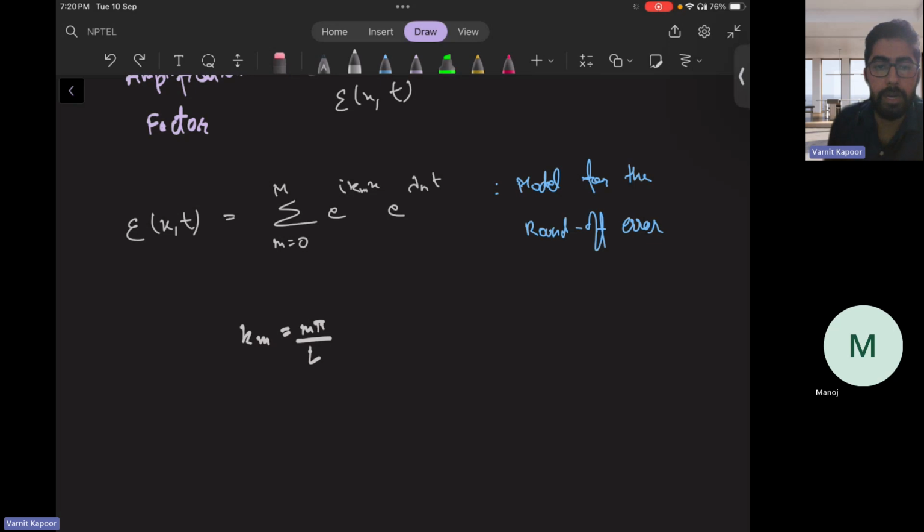So we have some random distribution of the round-off error in the computer, over the entire domain. That distribution we are trying to approximate using several waves, that is, several modes and frequencies that we have using the wave number K. Everything is clear? Any doubts, Manoj?